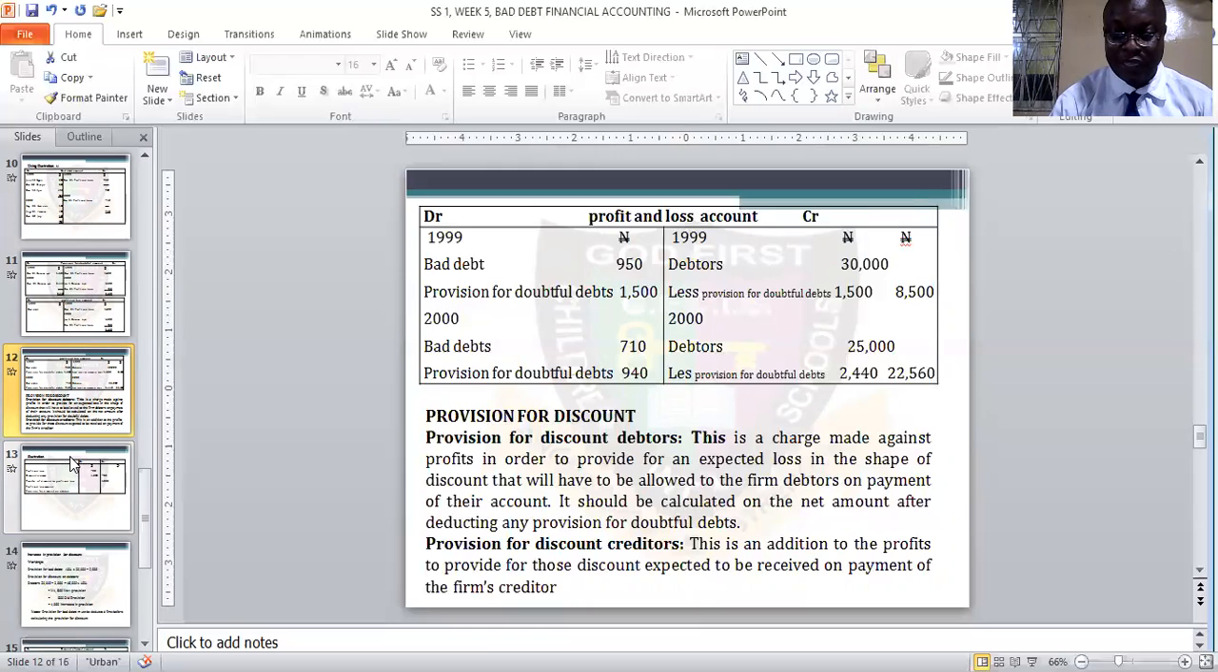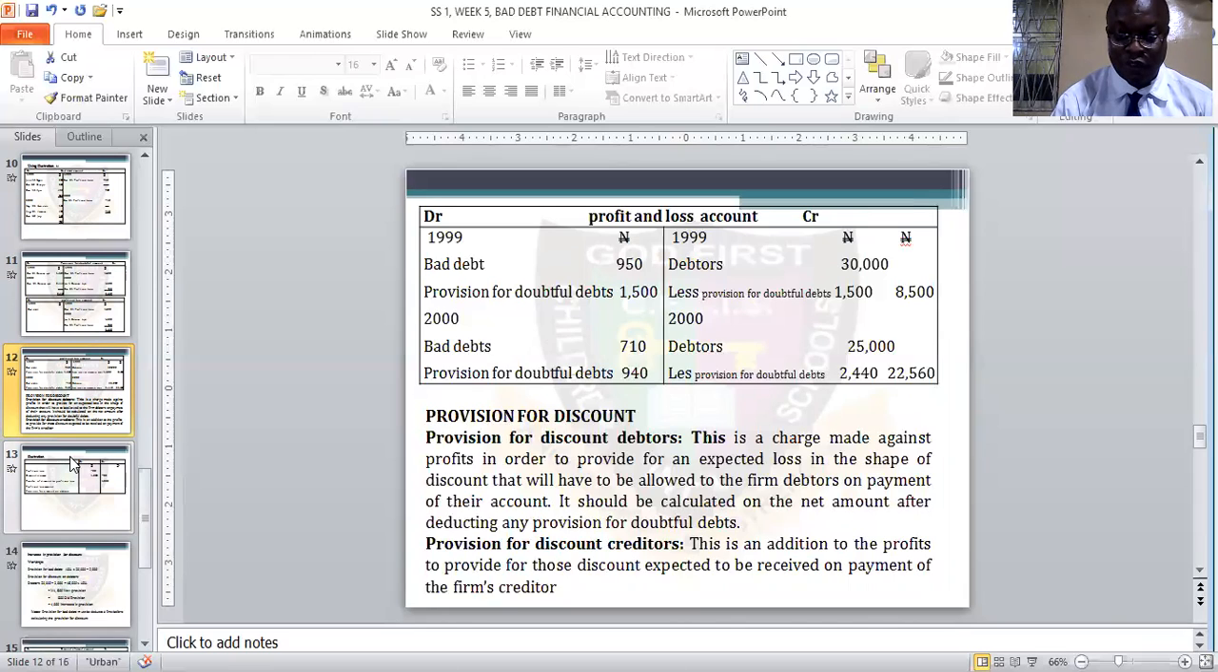The provision for discount on debtors is a charge made against profits in order to provide for an expected loss. So for the creditor not to lose the total amount of money, there's a need for him to make a provision from the amount the debtor is owing. It should be calculated on the net amount after deducting any provision for doubtful debt. That is for the provision for discount on debtors.